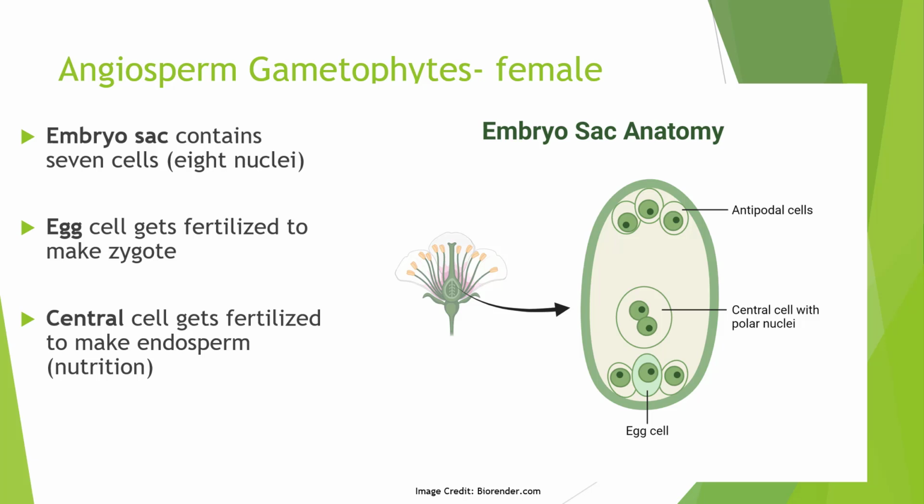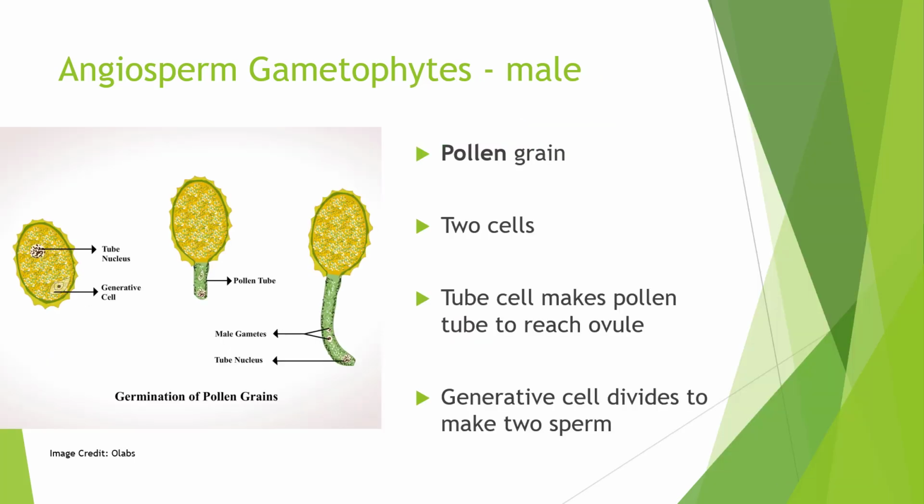That central cell actually has 2 nuclei. There is, of course, an egg cell, which is going to get fertilized to make the zygote. The central cell with those 2 nuclei is going to get fertilized to make the endosperm, which is nutrients for the growing embryo. The male gametophyte is a pollen grain. That's right.